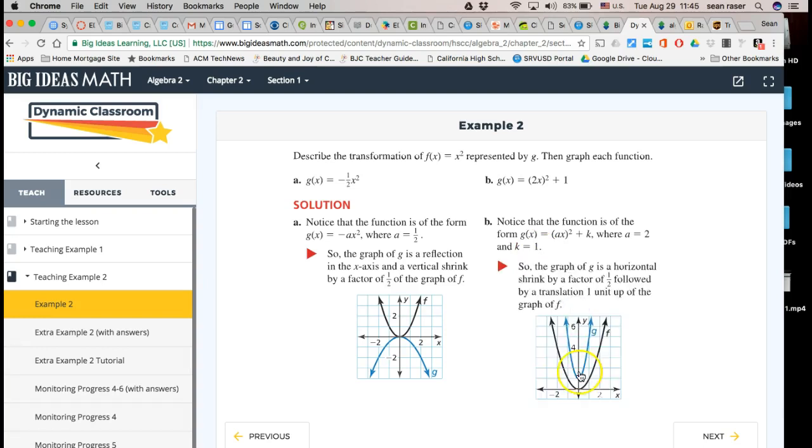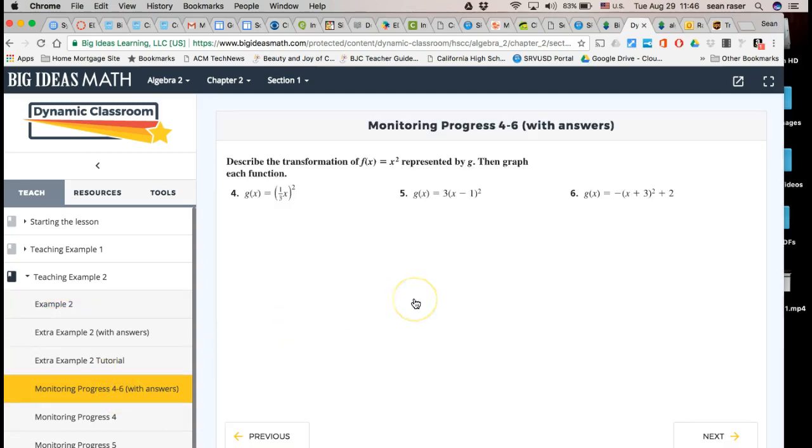So let's look at what that looks like. So here's our horizontal shrink by a factor of 1/2. Notice this graph has shrunk closer to the y-axis, so it's narrower, and it's shifted up 1 unit. So again, a horizontal shrink by 1/2 because we take 1 over our a amount, and then a translation up 1 unit.